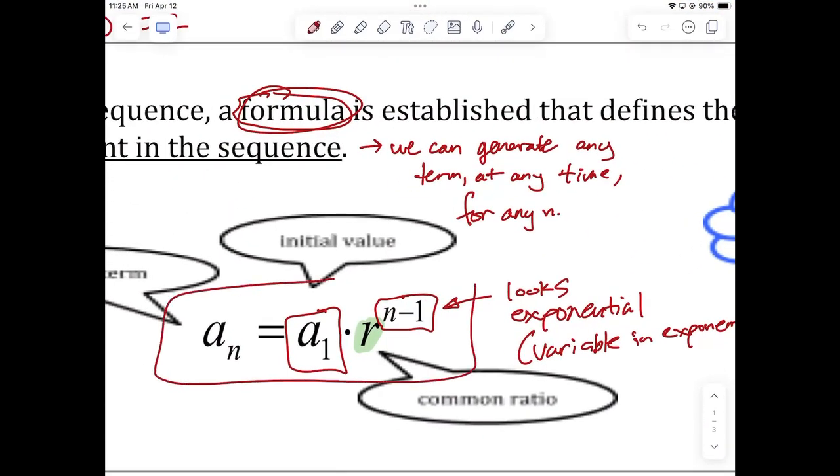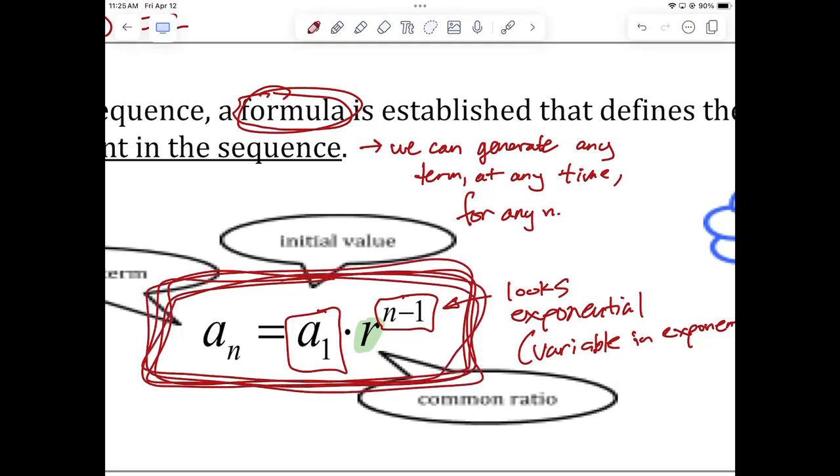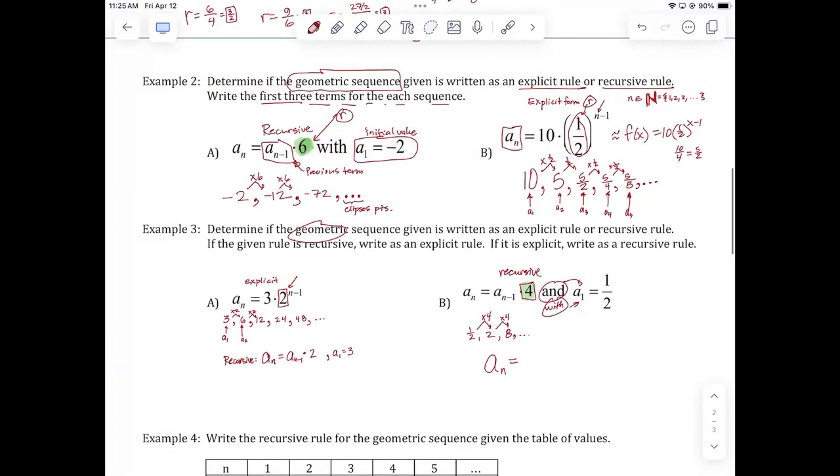It's this right here. If you can remember that, you've got a template for writing an explicit form. What is it? It's the first term times the ratio that we've already identified to the n minus first power. It's important to do n minus 1 because when n is 1, that gives you r to the 0, which is 1, and it gives you the first term. So let's go ahead and do that.